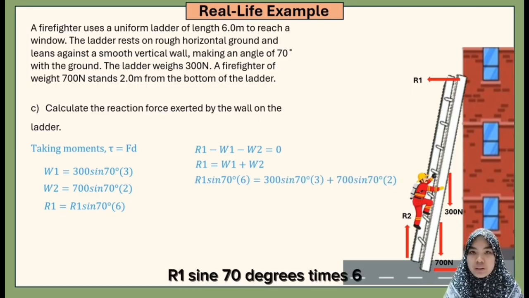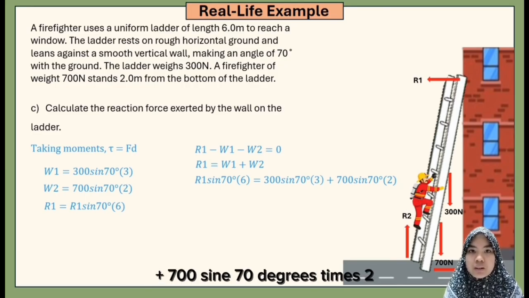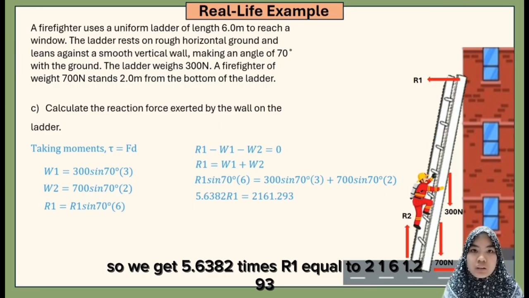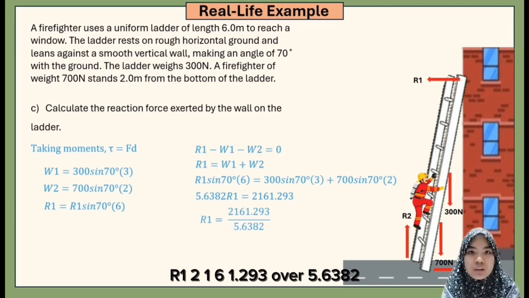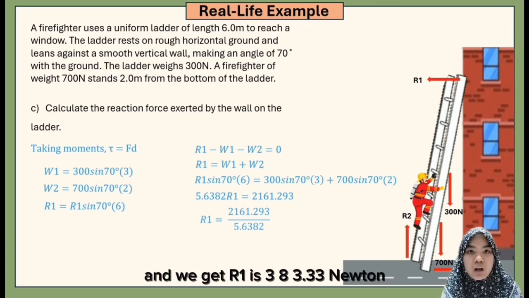R1 sin 70 degrees times 6 equal to 300 sin 70 degrees times 3 plus 700 sin 70 degrees times 2. So we get 5.6382 times R1 equal to 2161.293. R1 equals 2161.293 over 5.6382, and we get R1 is 383.33 Newton.